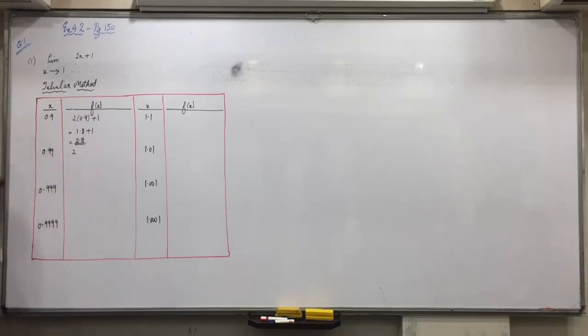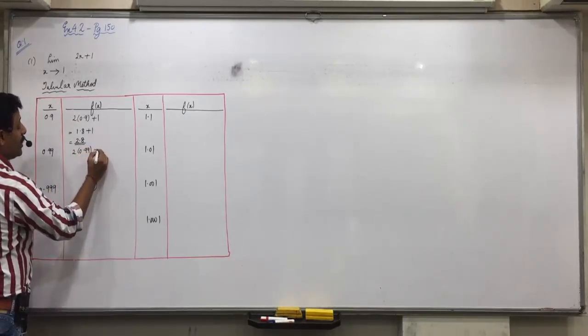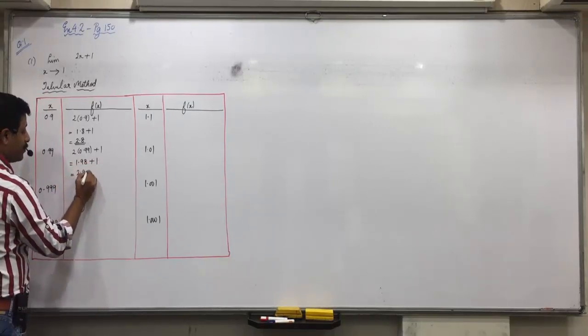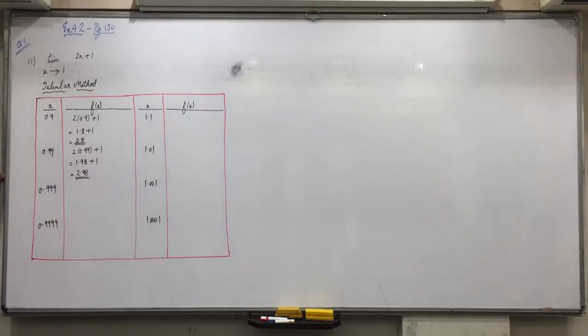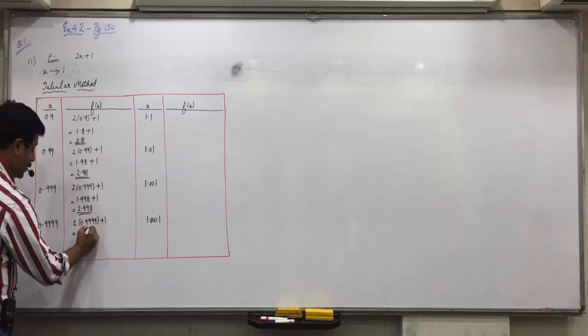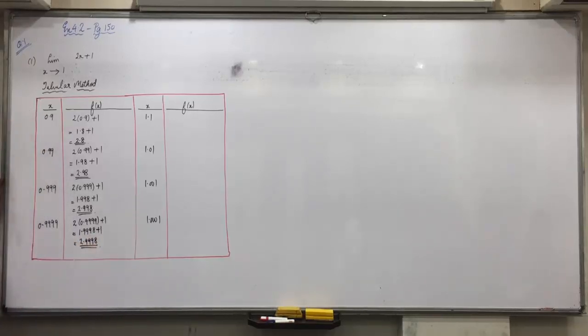Then, Ishan. 2 into 0.99 plus 1, 1.98 plus 1, 2.98. That's why I told you to leave two lines in between. Then, Akansha, 2 into 0.999 plus 1, 1.998 plus 1, 2.999. 0.9999: 1.9998 plus 1, 2.9998. You can see that as x is going near to 1, f(x) is going near to 3. Exactly 1 is not possible, but when we go near to 1, you get answers nearer to 3. Is everyone clear with this?